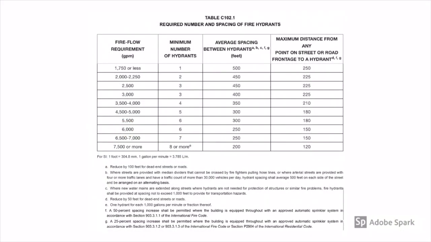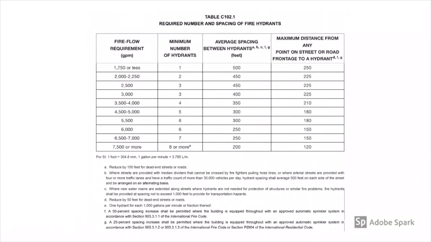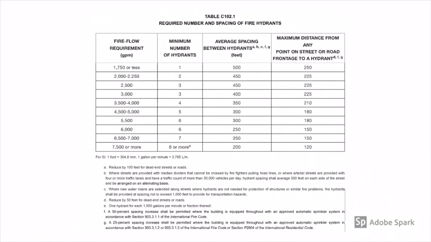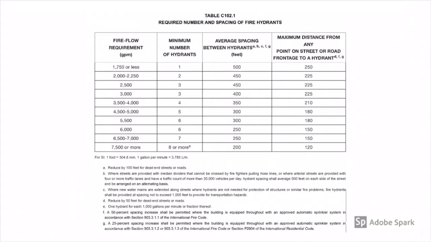Once I know my fire flow requirement, which is in this case 1,000 gallons a minute, I go to Table C102.1 to determine the number of hydrants required. So as you can see, I'm less than 1,750. So I look over, I've got 1 hydrant required. I've got 500 as my average spacing between the hydrants, and the maximum distance from any point on a street or road frontage to a hydrant is 250.